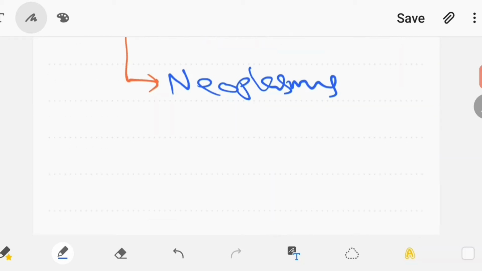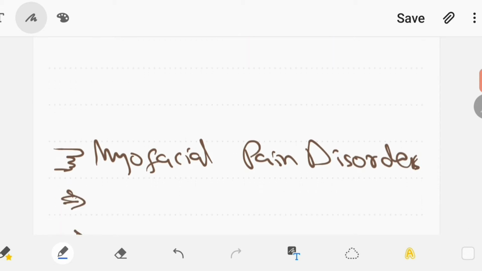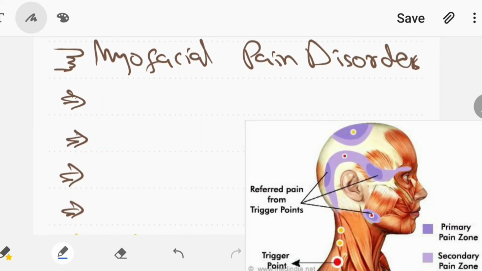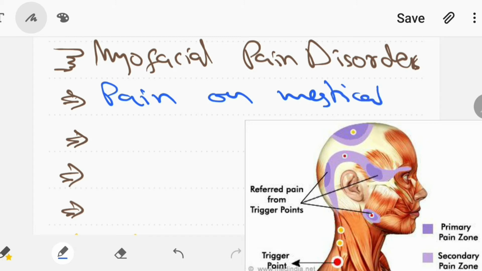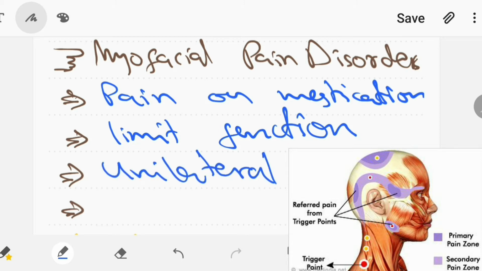So these were the diseases that can occur in the temporomandibular joint, but in this specific video, I will only be discussing myofacial pain disorders, which are said to be a common cause of mastication pain, and they also limit the function of mastication. Myofacial pain disorders can be unilateral, with dull aching pain on mastication, and pain increases with muscular use.